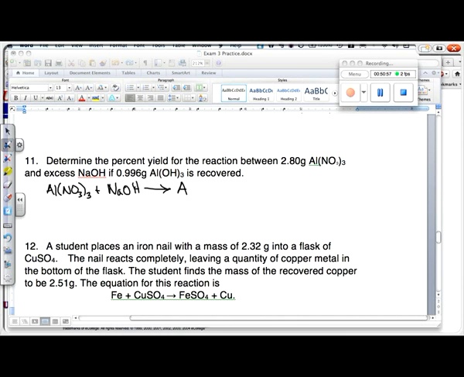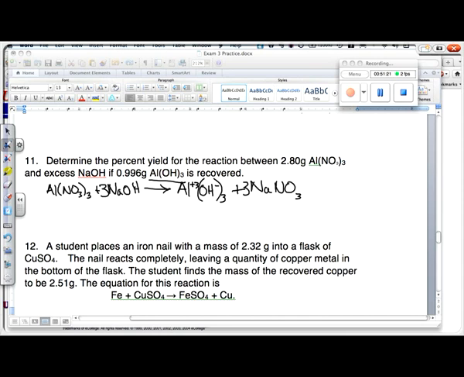So aluminum goes with double replacement. Aluminum goes with hydroxide. Aluminum's +3, hydroxide's -1, so I need 3 of those. Of course, you've got that right there. And then my other product is sodium nitrate. Sodium's +1, nitrate is -1. Balancing, I need 3 of those nitrates. Got 3 hydroxides there, but I needed the 3 sodium, so that looks good.